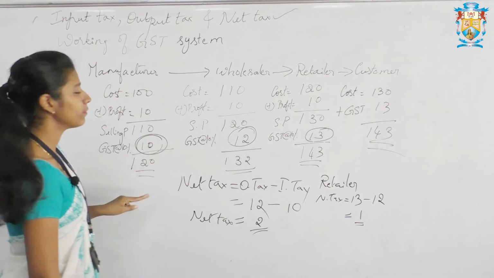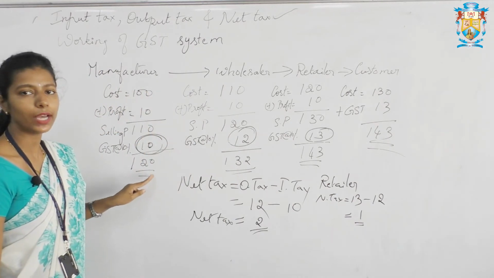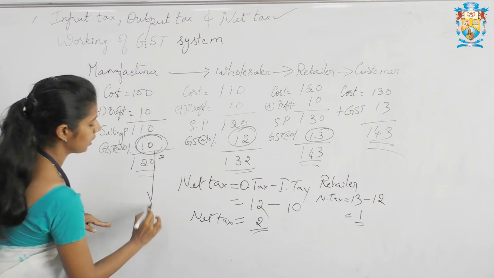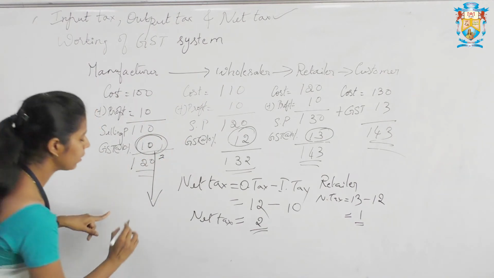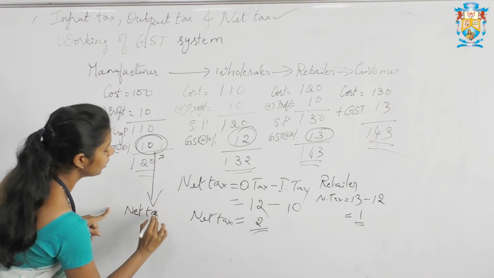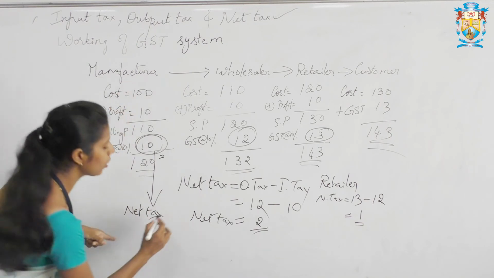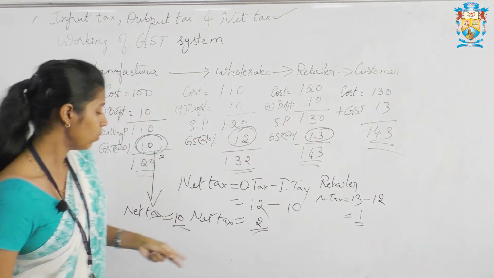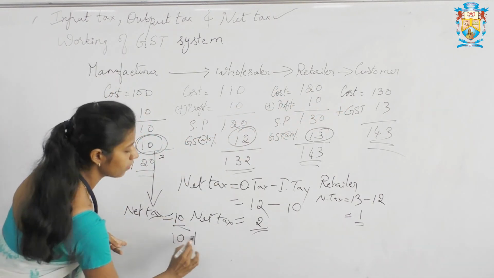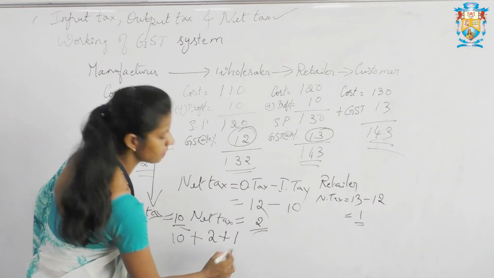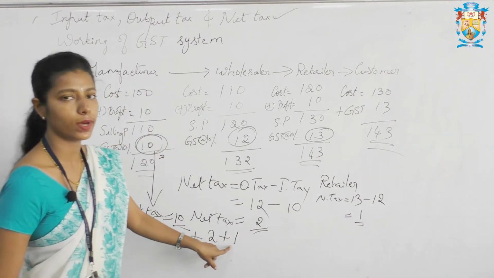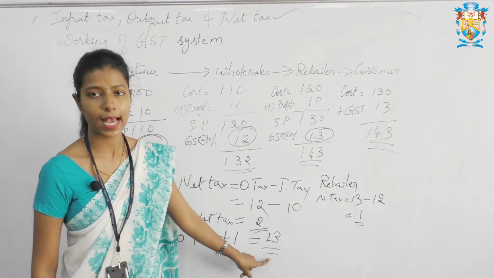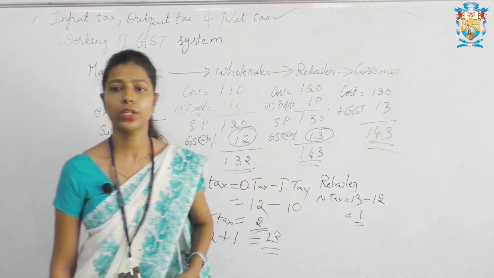Coming to the manufacturer, the manufacturer has only output tax, and this 10 he has collected from the wholesaler. So this 10 the manufacturer is paying to the government. So the net tax paid by the manufacturer to the government is 10. So when coming to the customer, this 10 plus 2 plus 1, that is 13, is the total GST tax paid by the customer to the government.